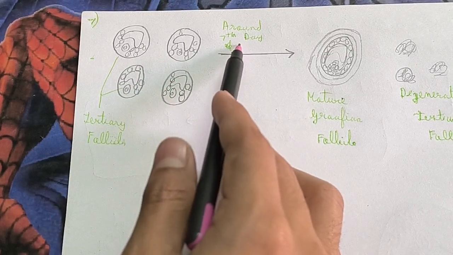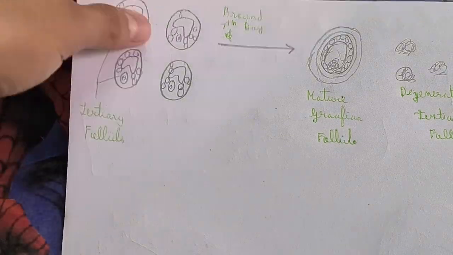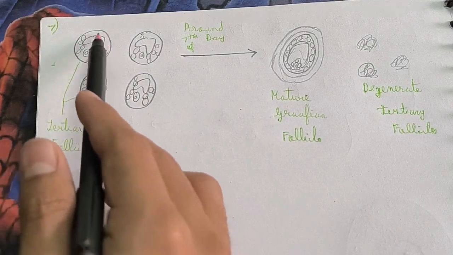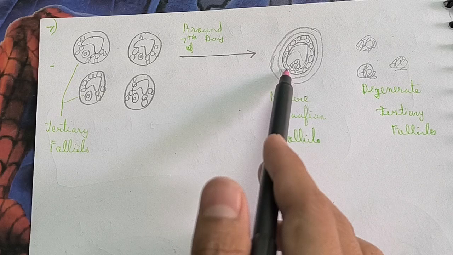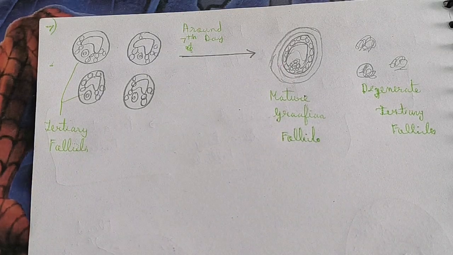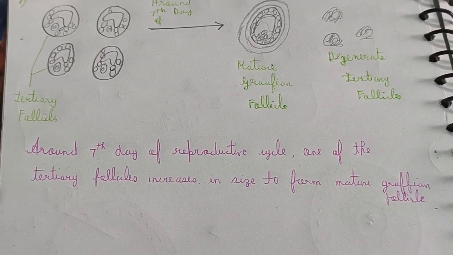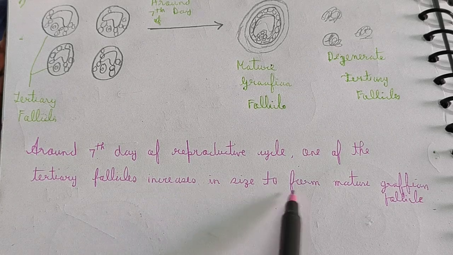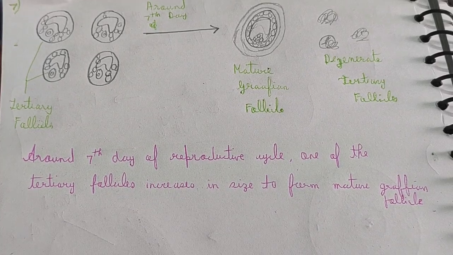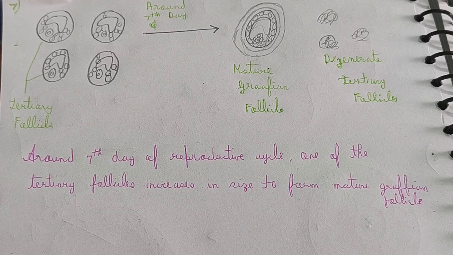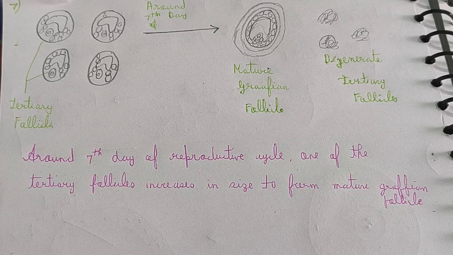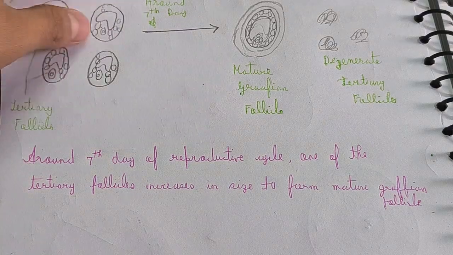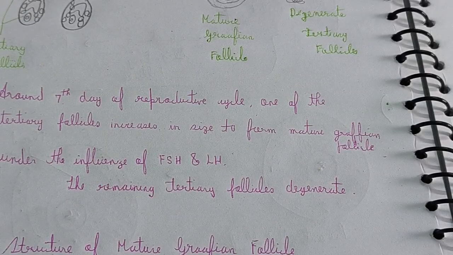Now you can see that around the 7th day of the reproductive cycle, most of the tertiary follicles degenerate, but one of the tertiary follicles matures into a Graafian follicle, and that portion I have written. Around the 7th day of the reproductive cycle, one of the tertiary follicles increases in size to form a mature follicle, and this takes place under the influence of the two hormones FSH and LH, and the remaining tertiary follicles degenerate. So all those portions I have written.